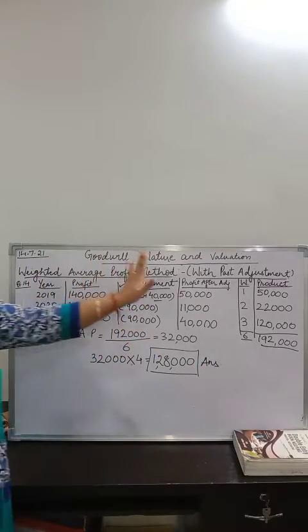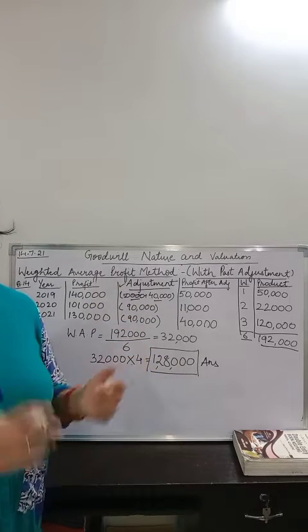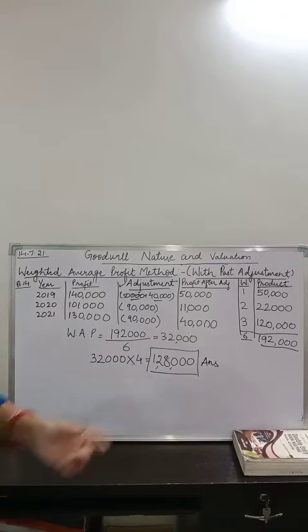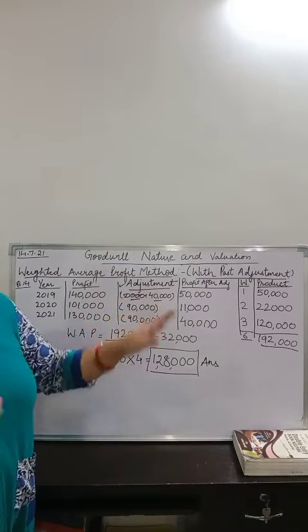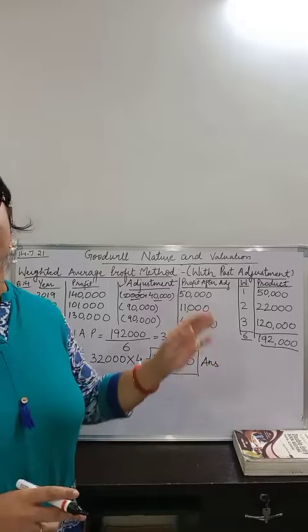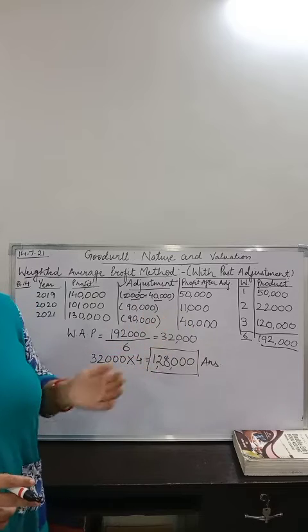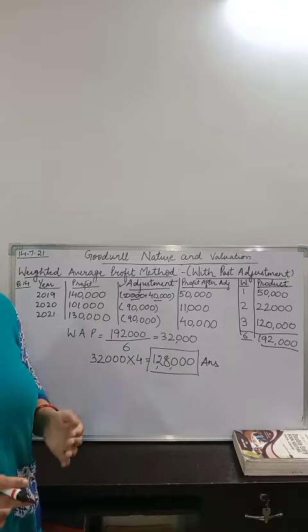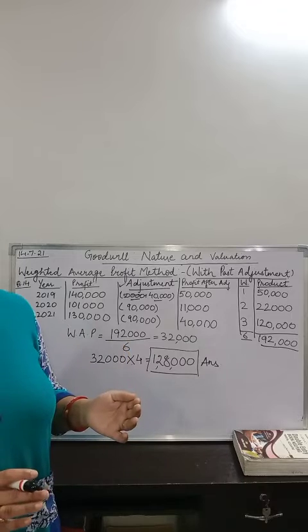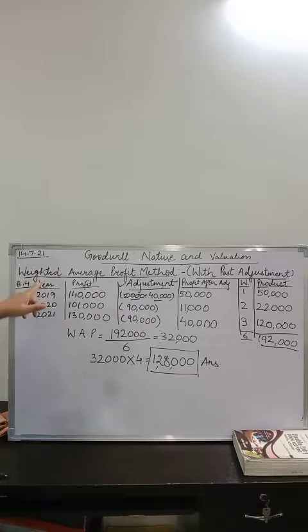So I hope this weighted average profit method without adjustment and with adjustment is clear to you. We will do one more question, which is settling up the past adjustments on the basis of simple average method. During the class, we had talked about the calculation of goodwill as per simple average profit method, and we have not taken into consideration past adjustments. Now we will take into consideration past adjustments and we will use the simple average profit method. You can copy this down.